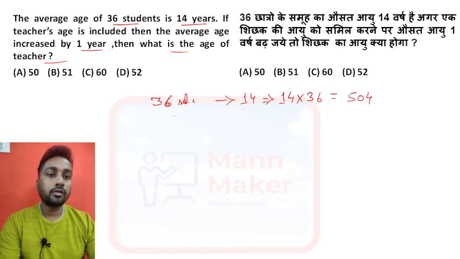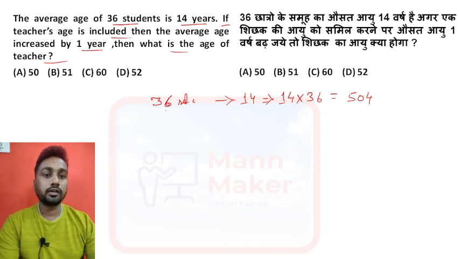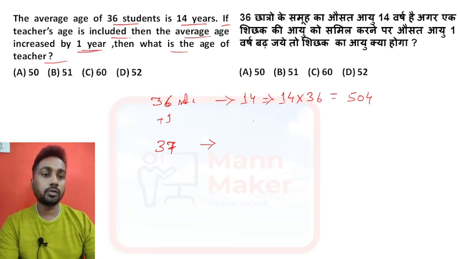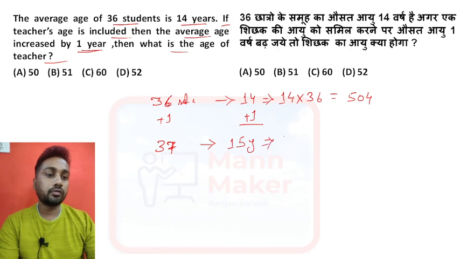Okay. Now see the other sentence. If the teacher's age is included, one person we need to include. So 36 plus 1, that is equal to 37. Now total persons, students plus teacher, that is how much? 37 total persons are there, and the average age is increased by 1 year. Before it was 14 year, now 1 year increases, so it will become 15 year. Now again we need to find the summation of this, so it will come 555.